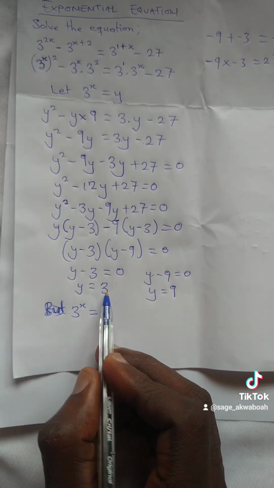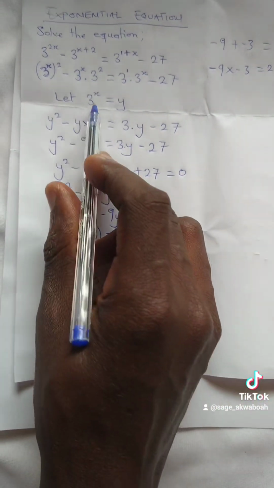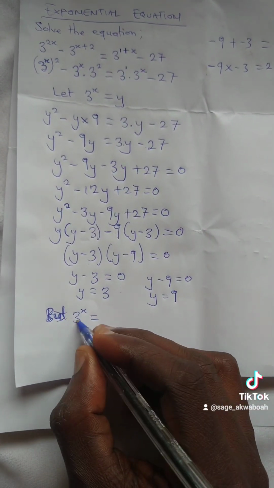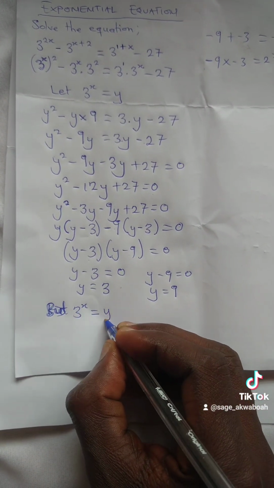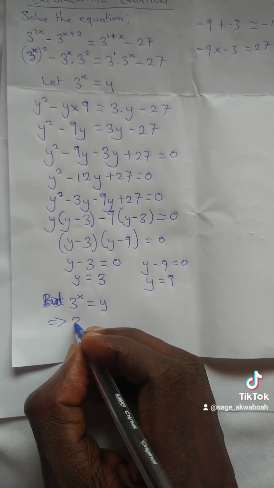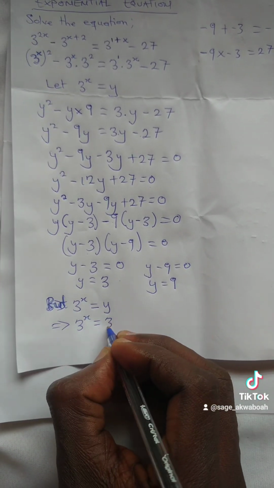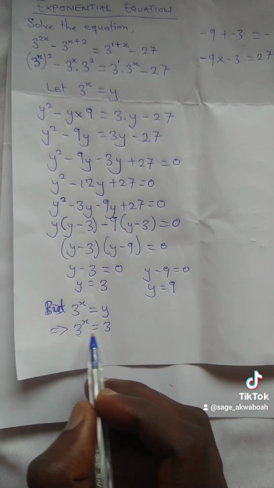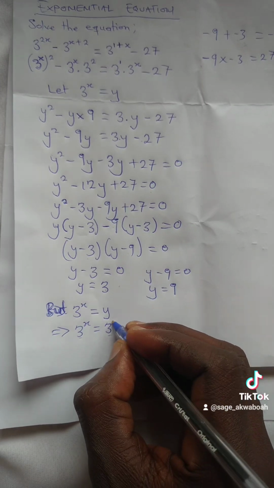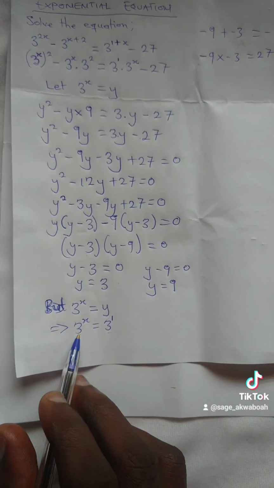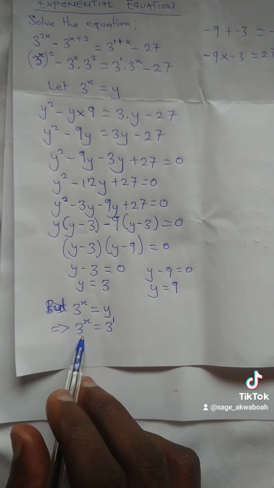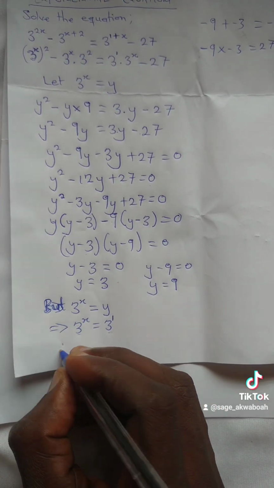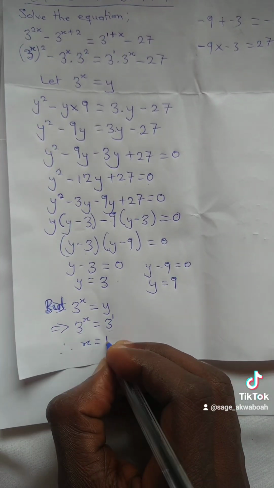Now we know y is equal to 3 and y is equal to 9, but 3 exponent x is equal to y. So we rewrite that here. So that implies that 3 exponent x is equal to 3. That is the first solution for y. Now we can see we have 3 here, 3 here, and this 3 is having an exponent of 1. Because the base is the same, then the exponents are also the same. So therefore, x is equal to 1.